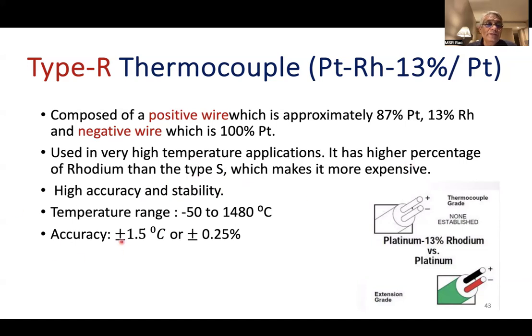But the accuracy and stability are very good, always, when it comes to platinum and platinum rhodium thermocouples. The high temperature detection range is a little more than what you've seen for the other thermocouples, but the low temperature limit is minus 50 degrees centigrade, and you can see the accuracy given here.